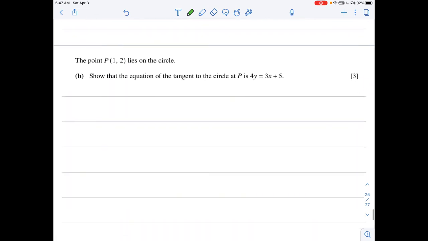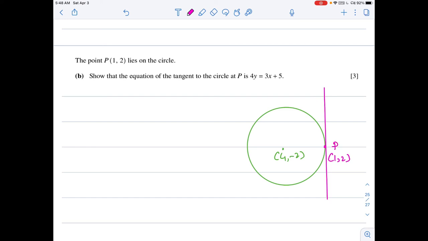Coming to the next part, the point P lies on the circle. Show that the equation of the tangent. So I quickly draw a circle. The center of the circle is 4 comma minus 2, and the point P is there, which is 1 comma 2. Now I am going to draw a tangent. I want to know the equation of a tangent.